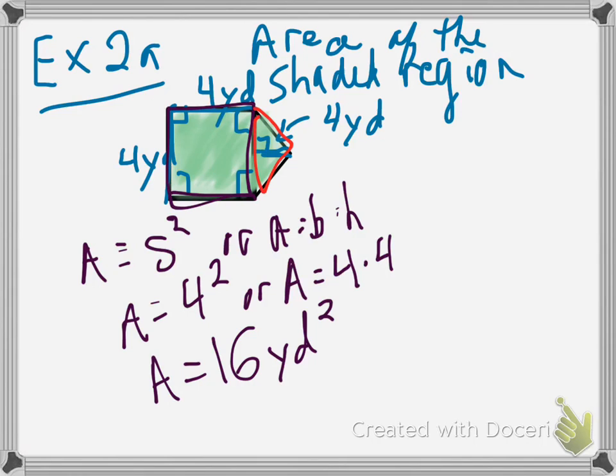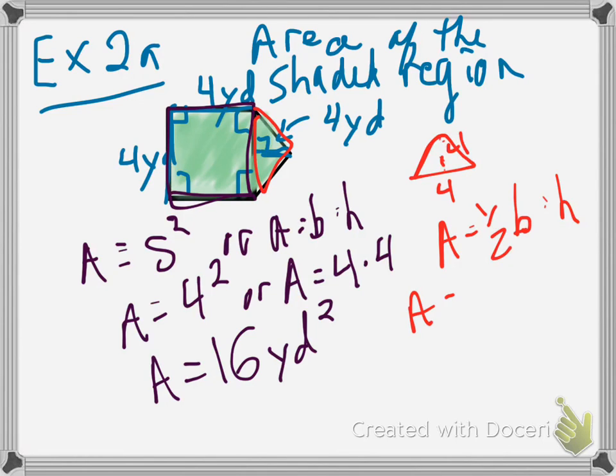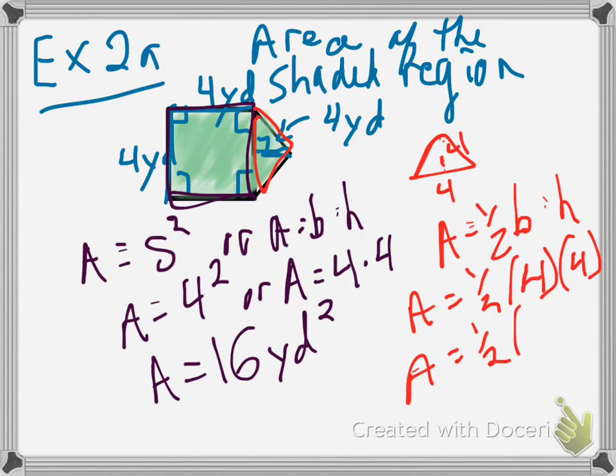Okay, the area of your upper triangle. If you were to redraw that triangle you were given, that's 4 for height and 4 for base. So area equals 1/2 base times height. Your base is 4 times the height of 4. So area equals 1/2 times 16. Area equals 8 yards squared.